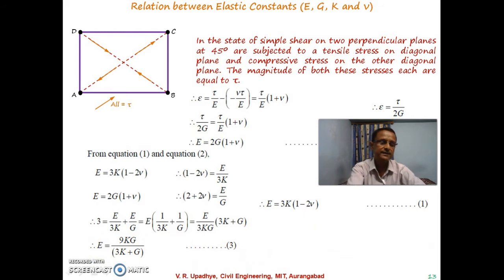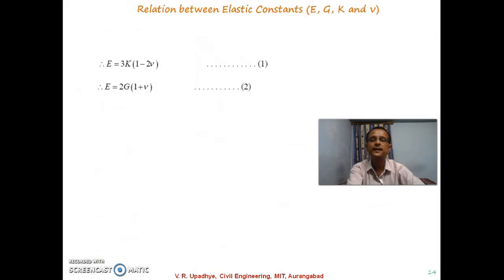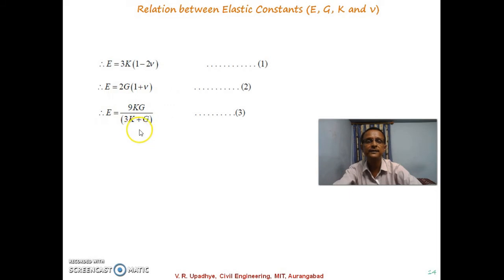So what we have discussed up till now is these three equations. The first equation was a relationship between Young's modulus and bulk modulus, that was E is equal to 3K(1 minus 2 mu). The second equation was a relationship between Young's modulus and shear modulus or modulus of rigidity, that was E is equal to 2G(1 plus mu). And then the third equation is a relationship between elastic constants E, G, K together, that is E is equal to 9KG divided by 3K plus G.